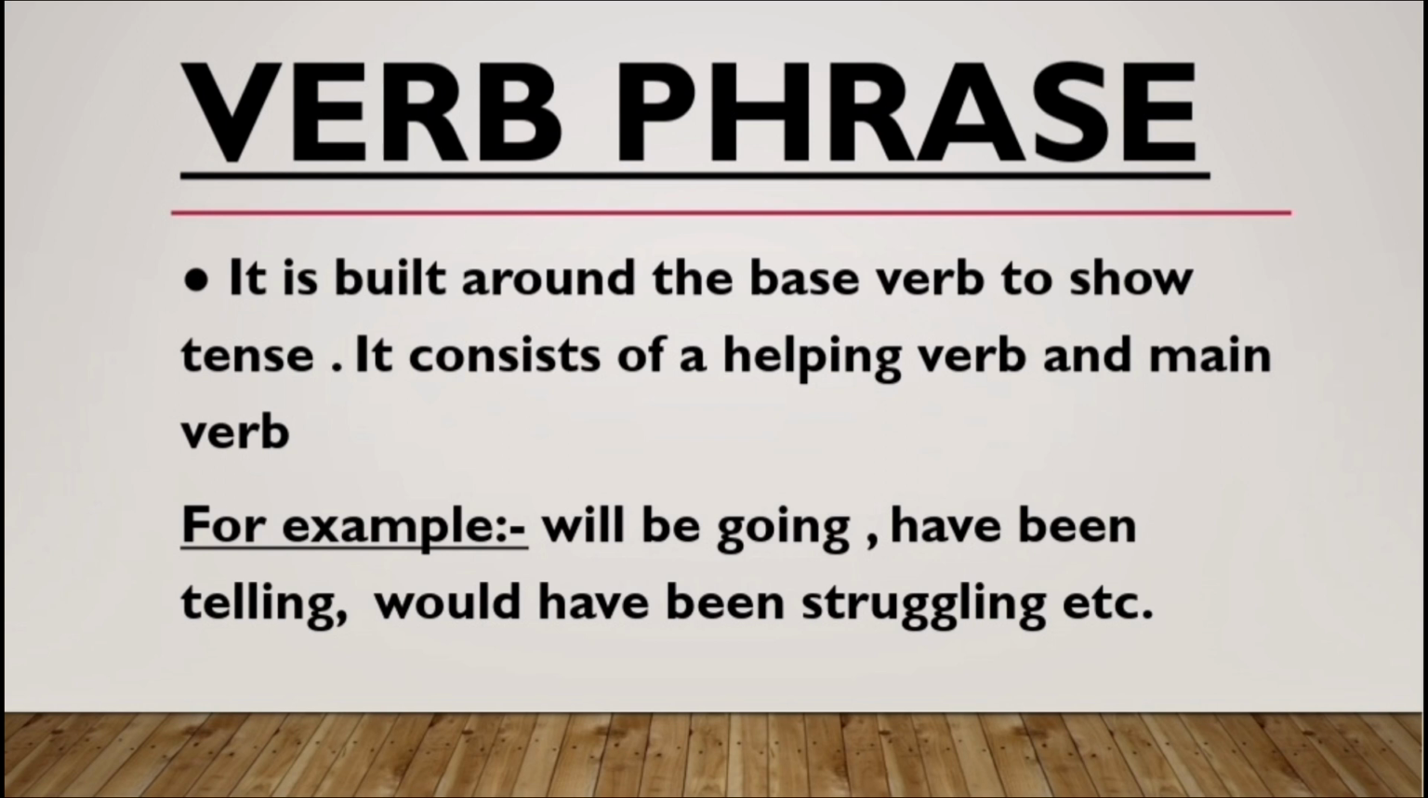A group of words which act as a verb in a sentence, denoting tense, is often referred to as a verb phrase. Basically, it is built around the base verb. Base verb means the root form of the verb, and they show tenses in general. They exhibit tenses through their sentences when used in a sentence, and basically they consist of a helping verb. A helping verb is am, are, was, were, has, have, had, and they have what? They have a main verb. The forms of the main verb can be the ing form, etc.